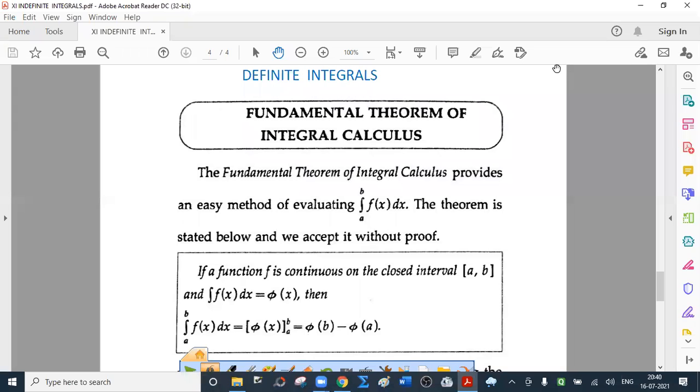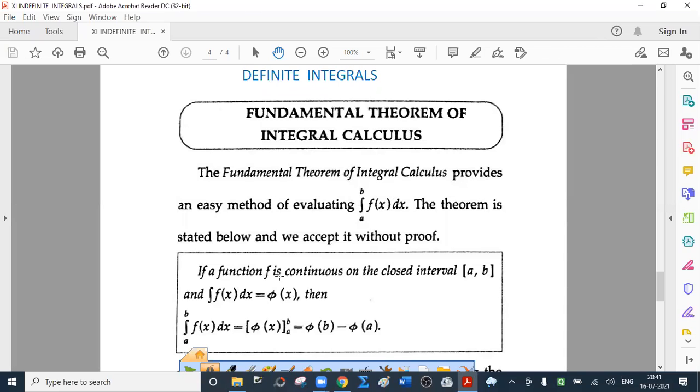Now we are interested in definite integrals. As the name suggests, it must be a real number, a definite number. So, the fundamental theorem of integral calculus. The fundamental theorem of integral calculus provides an easy method of evaluating. See, integral, how to read this? Integral a to b f x dx. This a is called the lower limit and this b is called the upper limit of integration. The theorem is stated below and we accept it without proof.